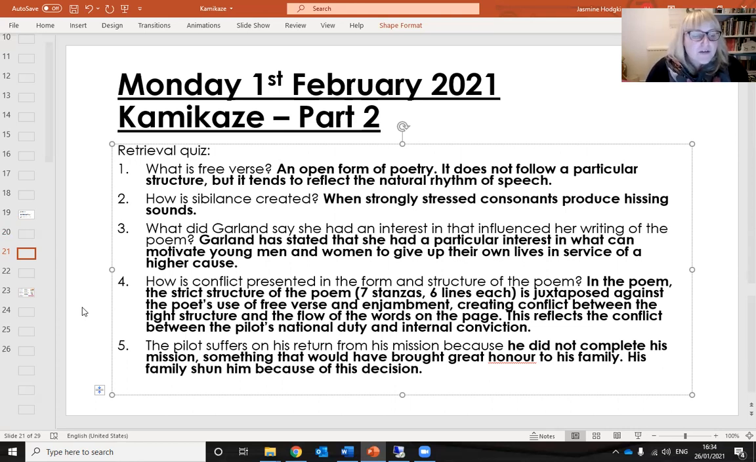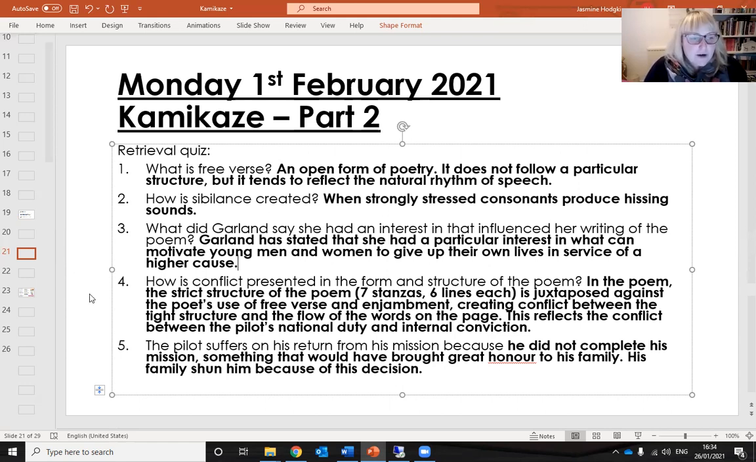And number 5, the pilot suffers on his return from his mission because he did not complete his mission, something that would have brought great honour to his family. His family shunned him because of his decision. Okay, remember kamikaze pilots were especially trained Japanese pilots whose job was to go and crash into enemy ships and blow them up in the process. Well, obviously that would mean it was a one-way trip. But it was seen as very honourable to die for your country, and this is something he then didn't do. Okay, so he didn't bring that honour to his family in the end.